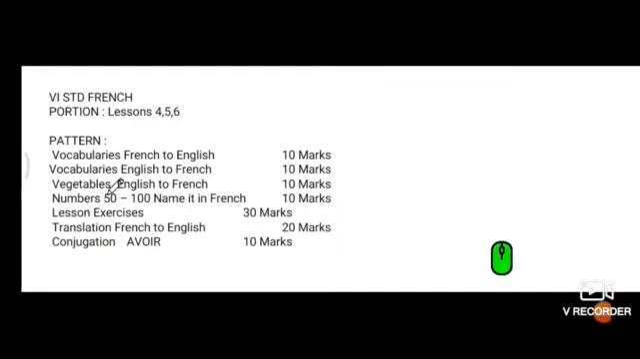The vegetables will be given in English, you have to translate in French. Okay. Next is numbers. That is also from lesson 4, 50 to 100. Last class we saw numbers. Even today I will start with numbers. I will give the number exactly and you have to name the number in French. For example, I will give 50 and you have to say 50. If I give 100, you have to say CENT, 100.